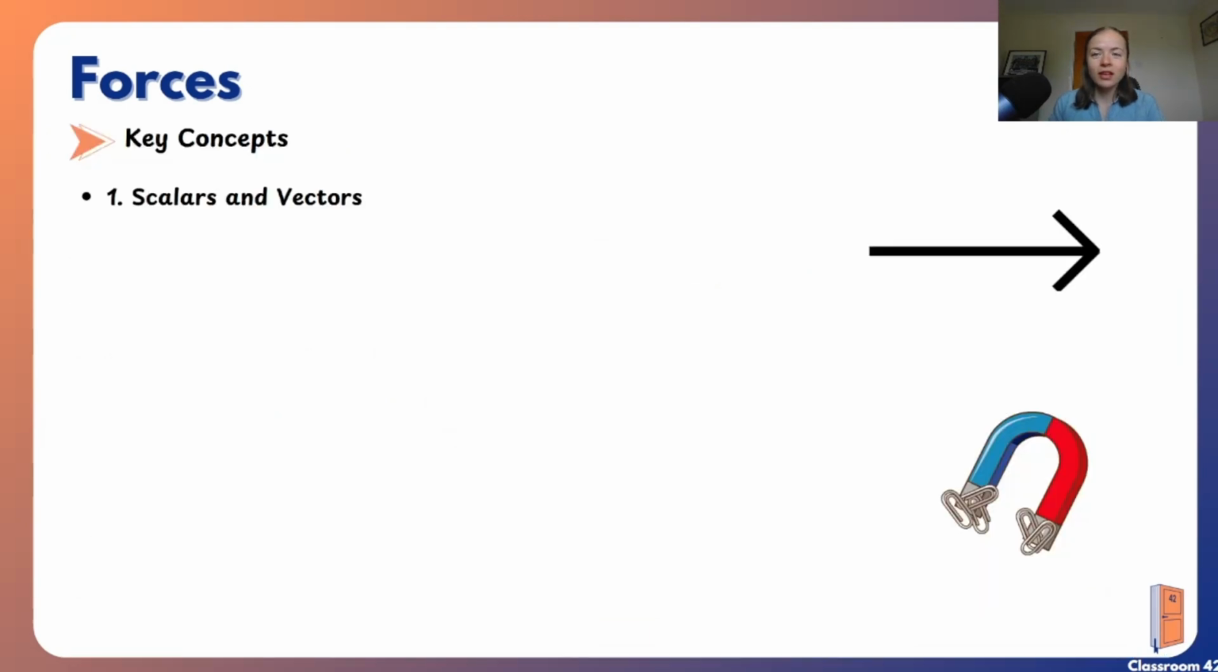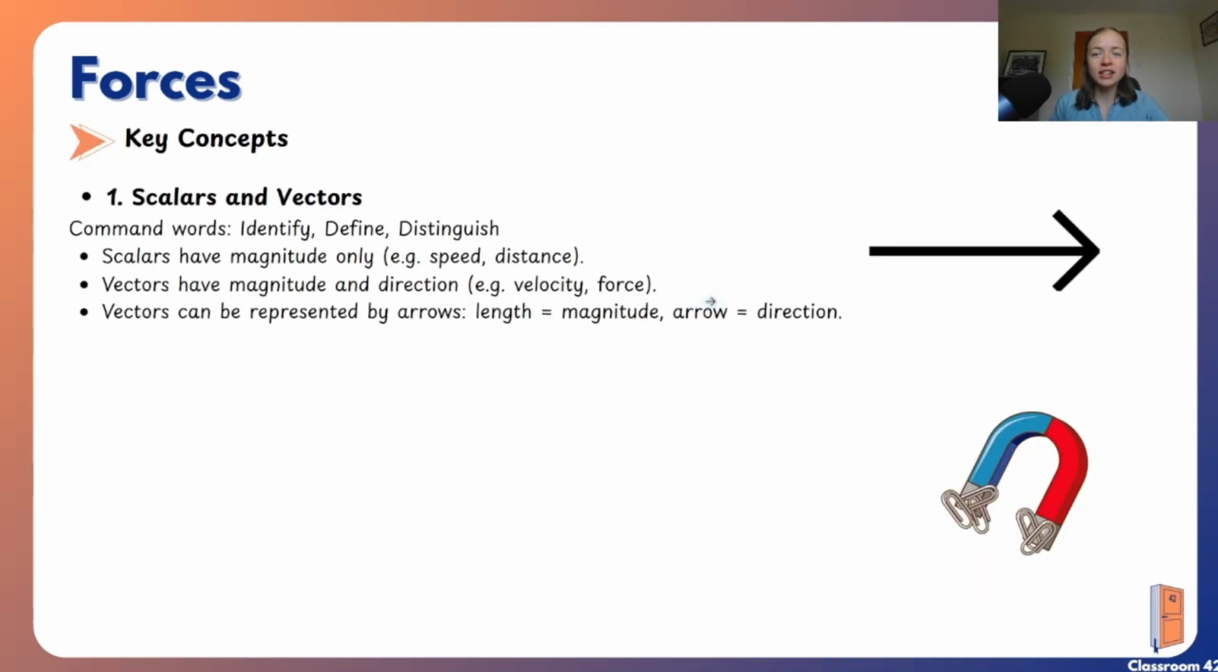So let's go through the unit in turn to see what you need to know for your exam. To start with, scalars and vectors. You need to understand that scalars have magnitude only, whereas vectors have magnitude and direction, and that vectors can be represented by arrows, where the length refers to the magnitude and the arrow is the direction.